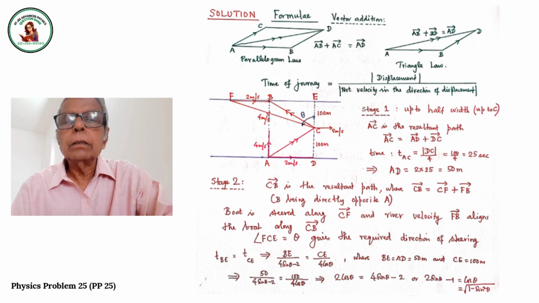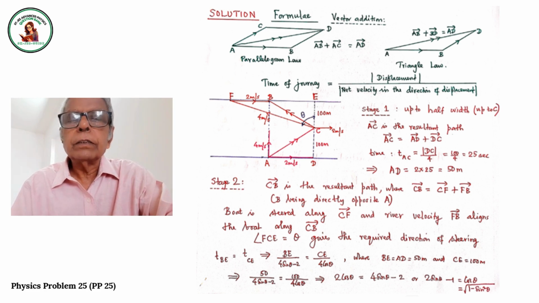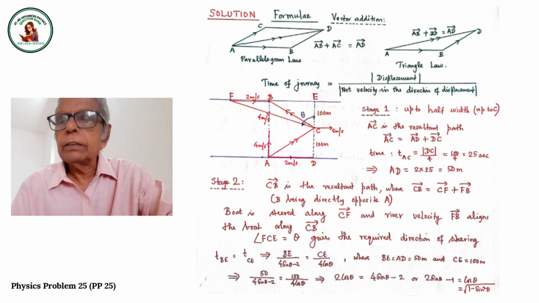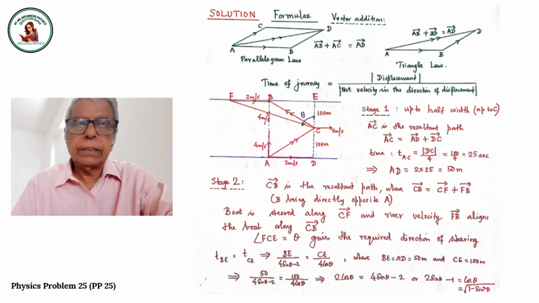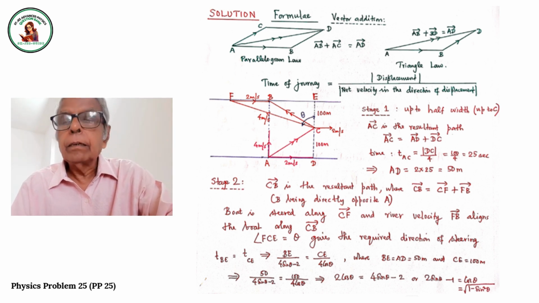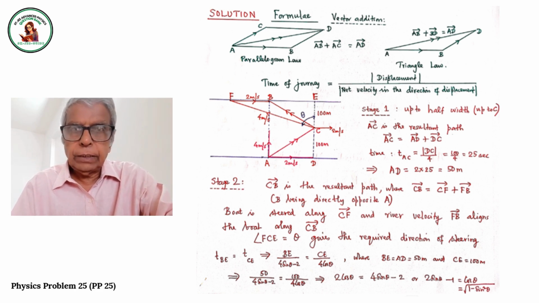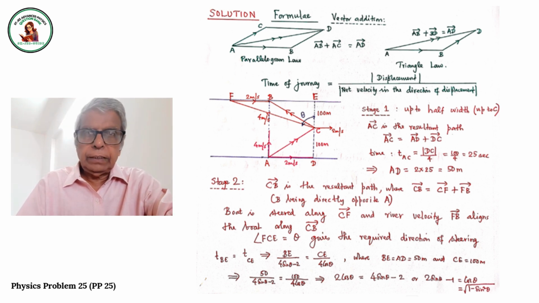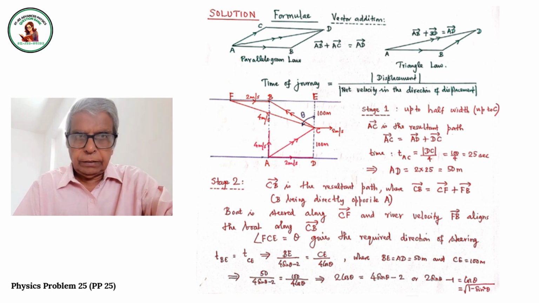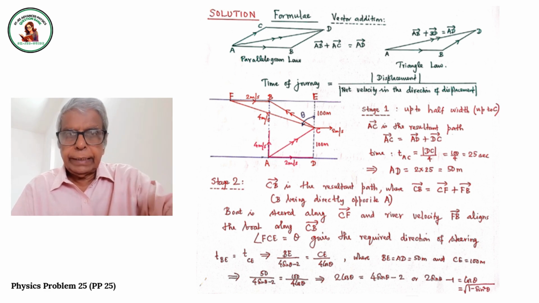In this riverboat problem, two stages are involved. First, the boat is steered at right angles to the river direction, but the river flow drifts it in the direction AC. You refer to the diagram. A is the starting point, C is somewhere in the middle of the river. So up to AC it is going in that direction, AC.